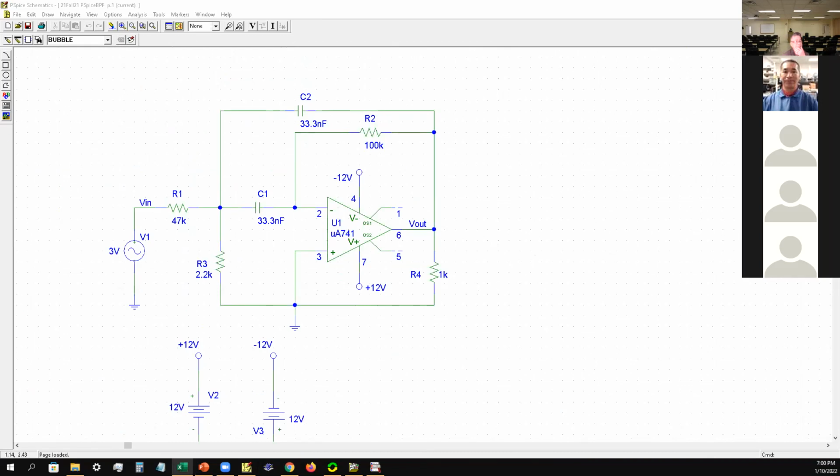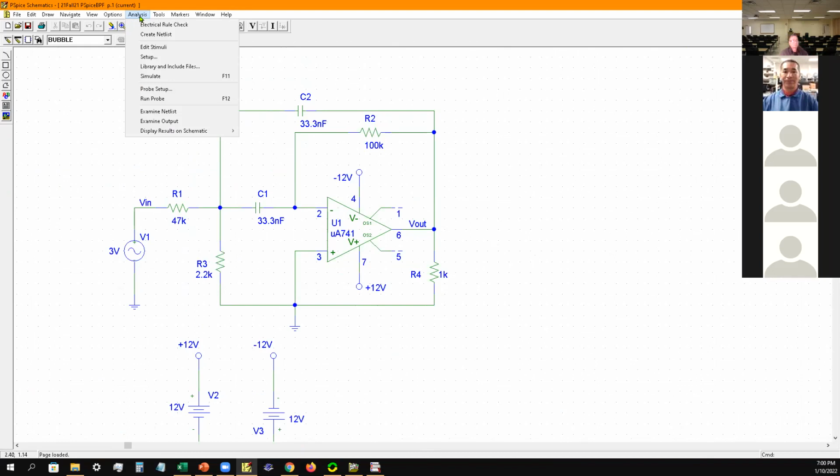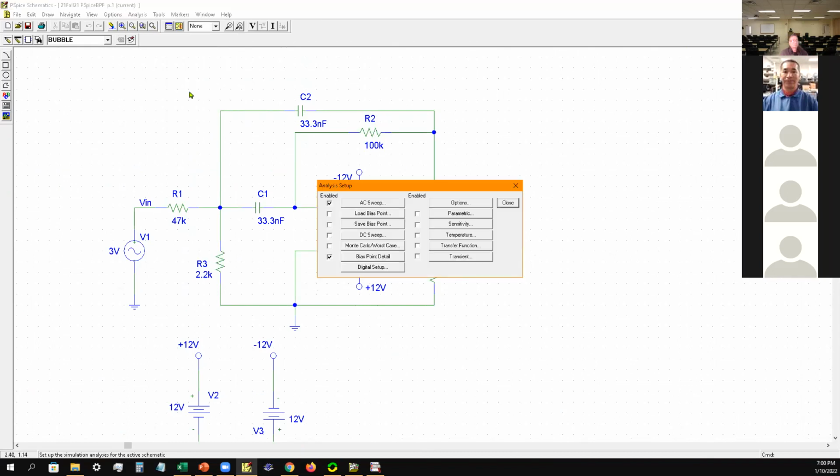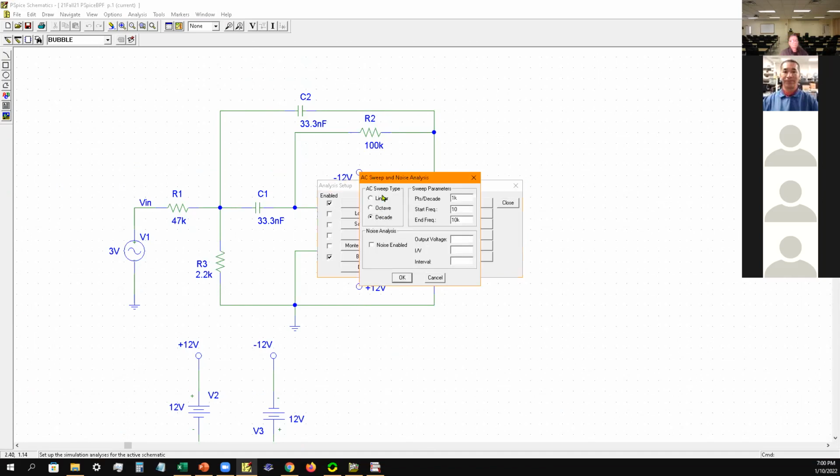So you set it up, and then according to the Excel, once you have this schematic set up, you go up to Analysis and click on Setup. Then you click on AC Sweep. We want a decade sweep, so we choose decade. And the end frequency, according to the Excel, is set at 10K. So you set 10K there and click OK. That's the parameter you need.